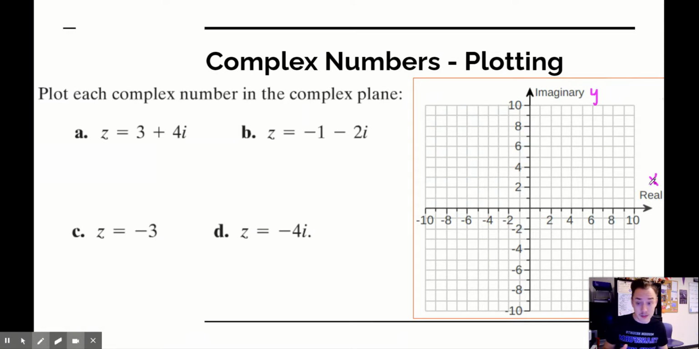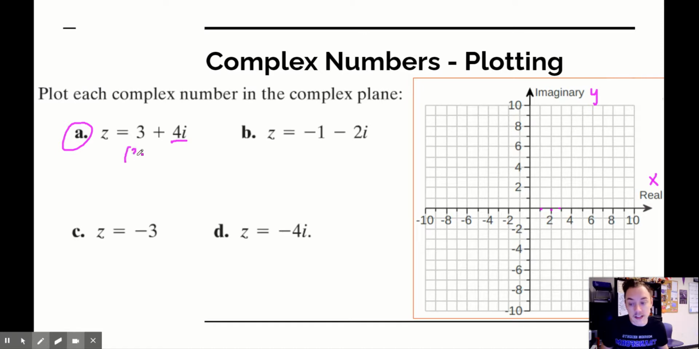My x-axis will stay the same. My y-axis, though, is now going to be my imaginary axis. How do I plot this? Well, I'm going to do this one in pink. So let's go for it. This is my real part. So I go over 3. So 1, 2, 3. And this is my imaginary part. So I go up 4.